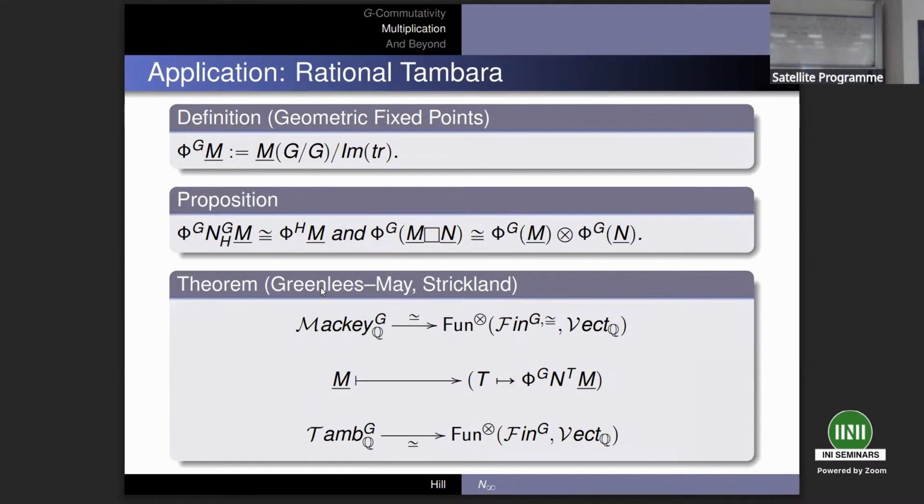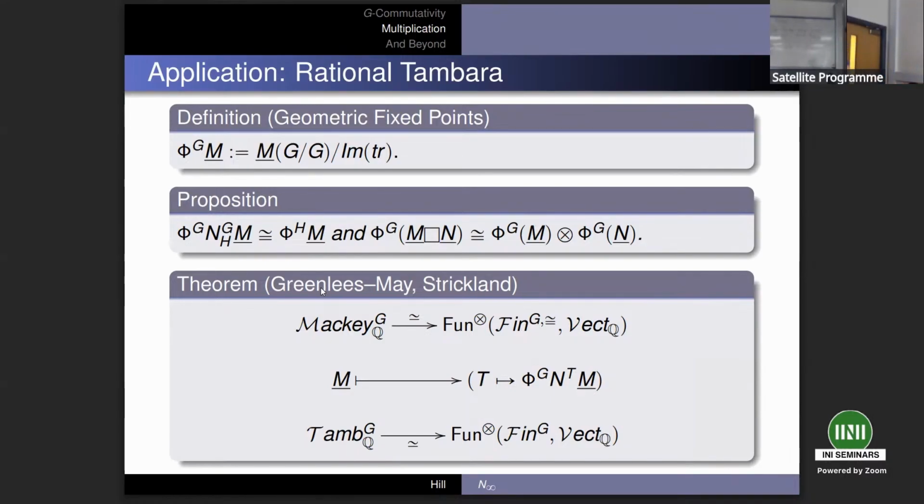That to give myself a Mackey functor, any Mackey functor gives me a functor from finite G sets and isomorphisms into Mackey functors. That was M goes to, T goes to the T norm of M. And then I can post-compose with the geometric fixed points. So that now took M to the functor, T goes to the geometric fixed points of the T norm of M. The Greenleaf-May result is that this is an equivalence of categories. And so I can completely understand rational Mackey functors by instead thinking about these diagrams of rational vector spaces. And the tensor here is just to remind me that I'm taking the disjoint union in finite G sets to the tensor product of rational vector spaces.